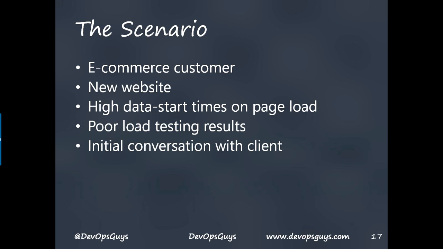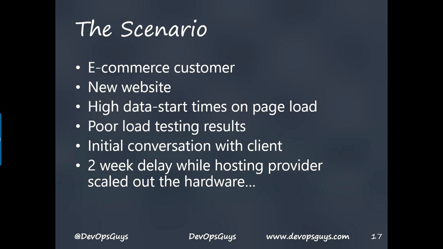They came to us with a new website, and they were getting really high data start times on page load and poor load testing results, looking at their capacity. We had a conversation with the client. They then came back after a 2 week delay while their hosting provider scaled out some more hardware. They said, oh, look, we think we know where the problem is. We don't want to engage with you now. We're going to go away and throw some more hardware at it and see if that solves the problem. Unsurprisingly, after 2 weeks of throwing hardware at the problem, it still wasn't fixed. So they engaged us to come in and install AppDynamics in their environment and try to troubleshoot the problem.